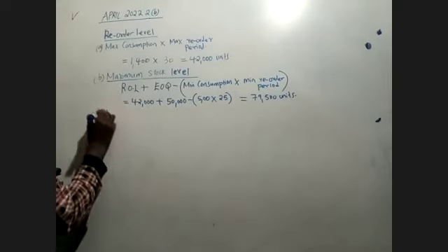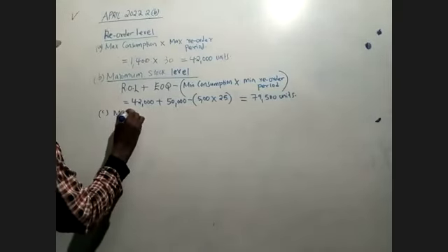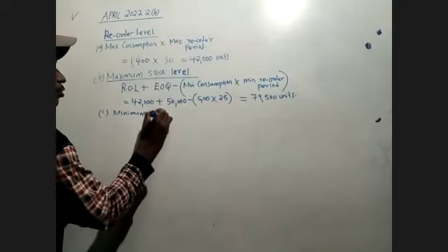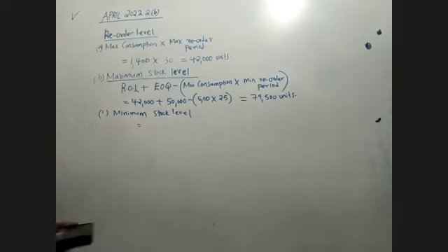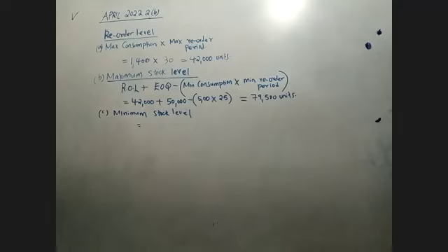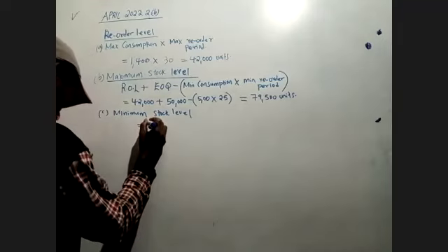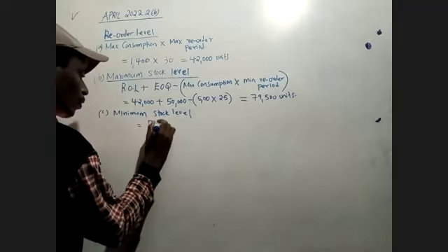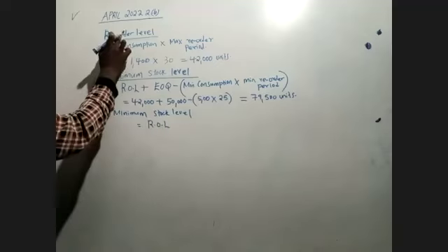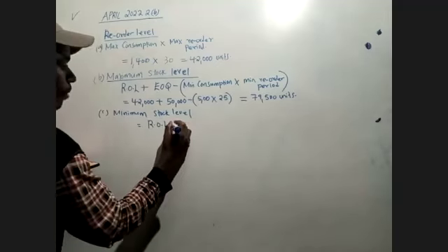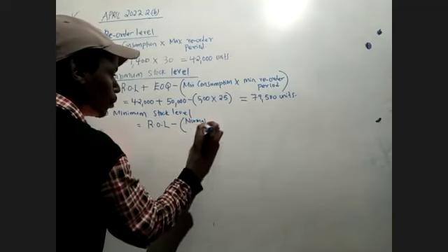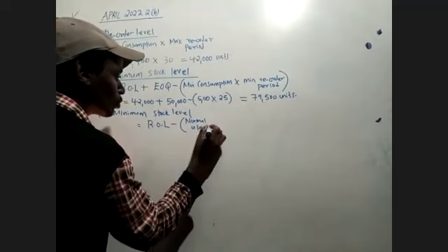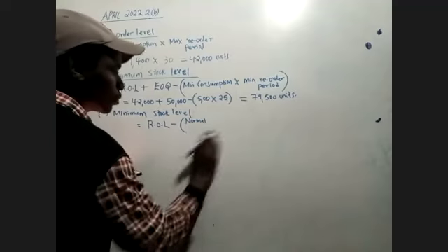Then number C, minimum stock level. Minimum stock level. So how do we get the minimum stock level? So minimum stock level is equal to reorder level. So reorder level ni ya kwanza. Reorder level minus normal usage, or consumption. But usage again is the same.